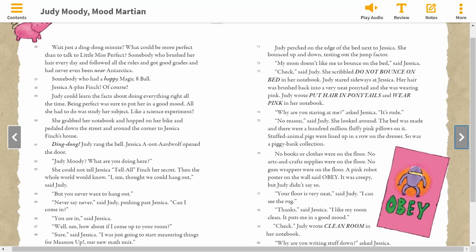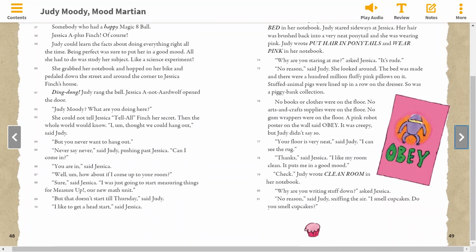The bed was made, and there were 100 million fluffy pink pillows on it. Stuffed animal pigs were lined up in a row on the dresser. So was a piggy bank collection. No books or clothes were on the floor. No arts and craft supplies were on the floor. No gum wrappers were on the floor. A pink robot poster on the wall said, "Obey." It was creepy, but Judy didn't say so.